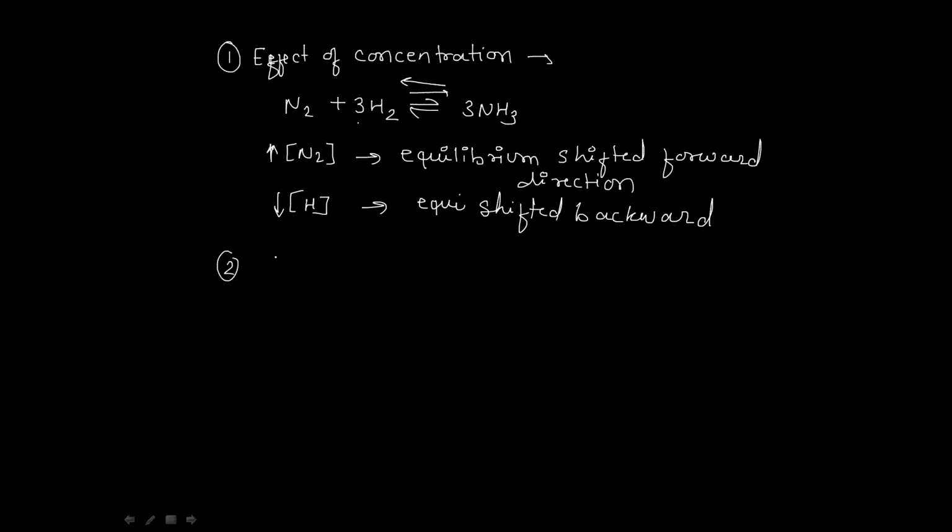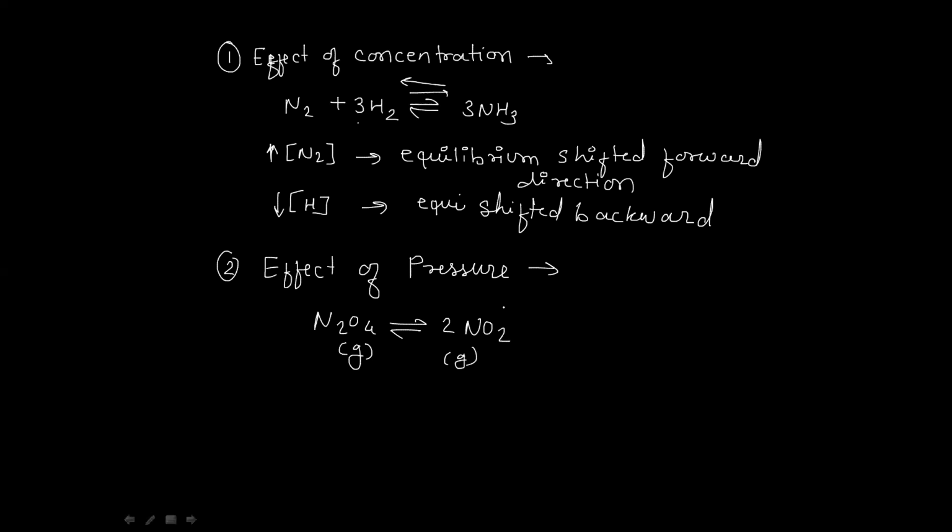So let's now study the effect of pressure. How will pressure change the direction of the equilibrium? If I take an example, N2O4 reversible arrow NO2, the reversible arrow is a must, and both are in gaseous form, because the effect of pressure is only on gaseous compounds. Now let me show how pressure affects the reaction. So you must know about pressure.